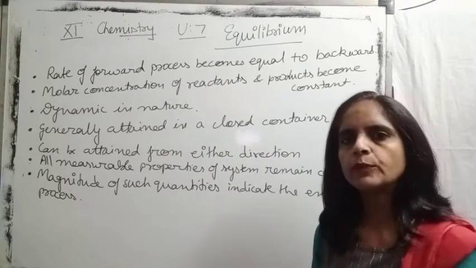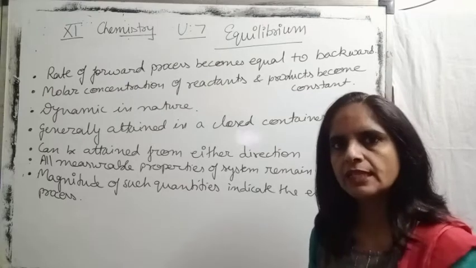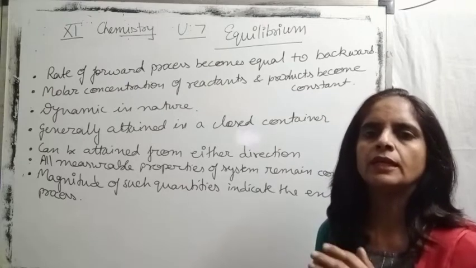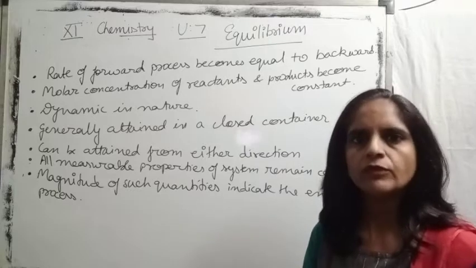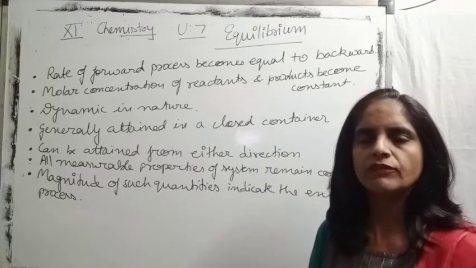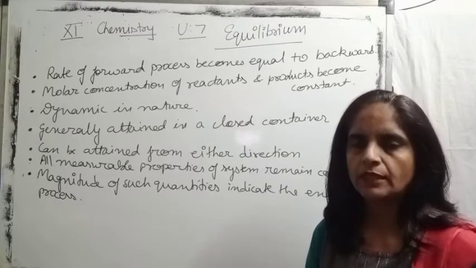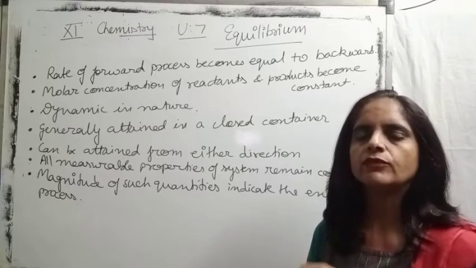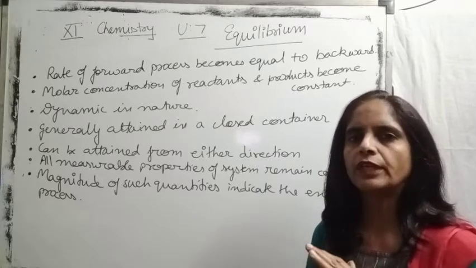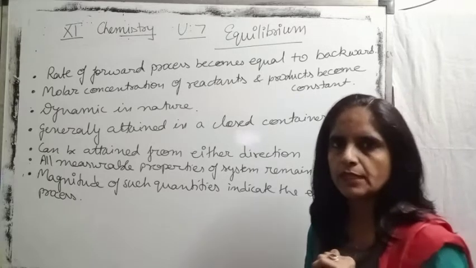I'm using the term process because it can be a physical change or it can be a chemical change. We will discuss both types of equilibrium, physical as well as chemical. So in general we can say, physical or chemical process, when both rates become equal, that is equilibrium stage.